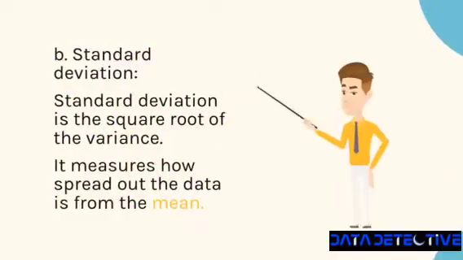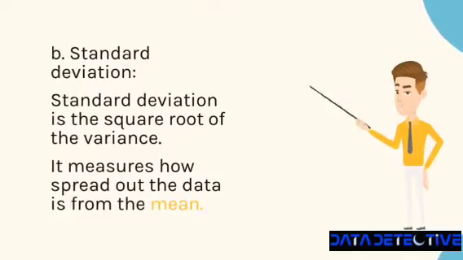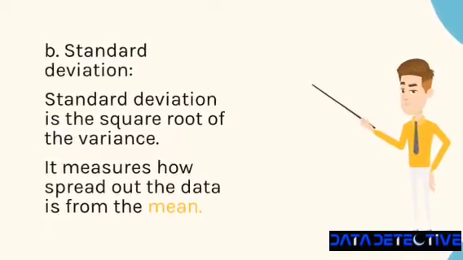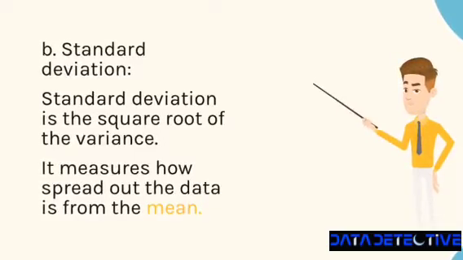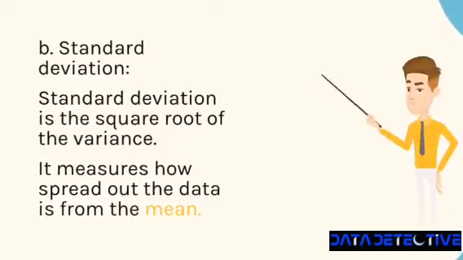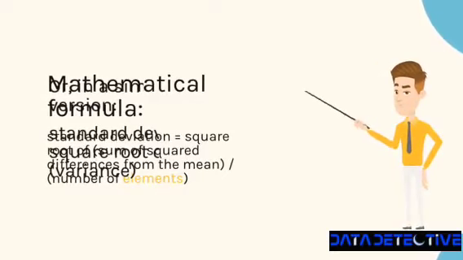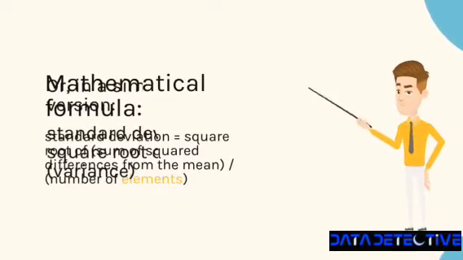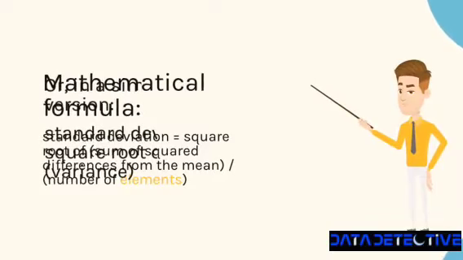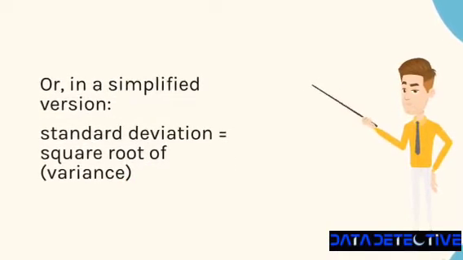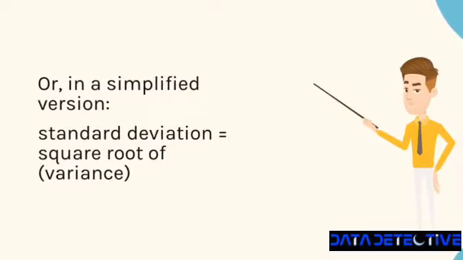B. Standard deviation. Standard deviation is the square root of the variance. It measures how spread out the data is from the mean. Mathematical formula: standard deviation equals the square root of the sum of squared differences from the mean divided by the number of elements, or, in a simplified version, standard deviation equals the square root of variance.